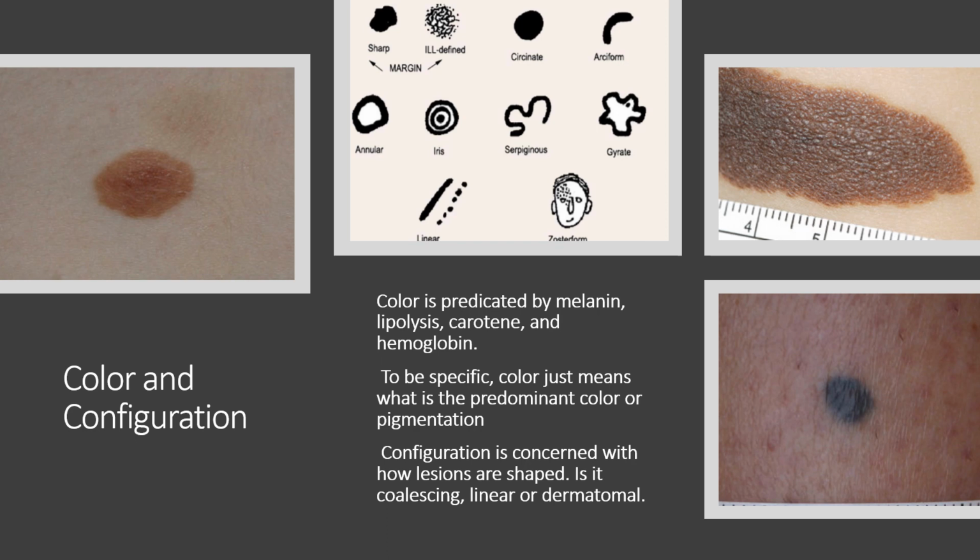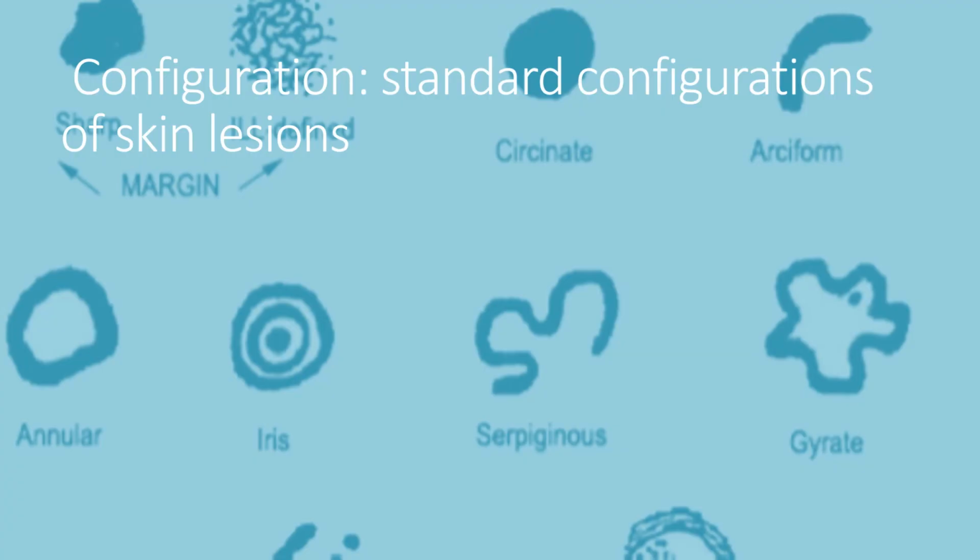Color and configuration. Color is predicated by melanin, lipolysis, keratin, and hemoglobin. To be specific, color just means what is the predominant color of pigmentation. Configuration is concerned with how lesions are shaped. Is it coalescent? Is it linear or dermatomal? This diagram depicts configuration, that is, the standard configurations for skin lesions. It is important to get familiarized with it.